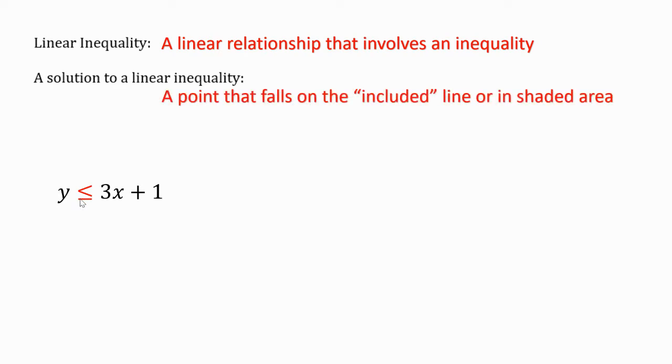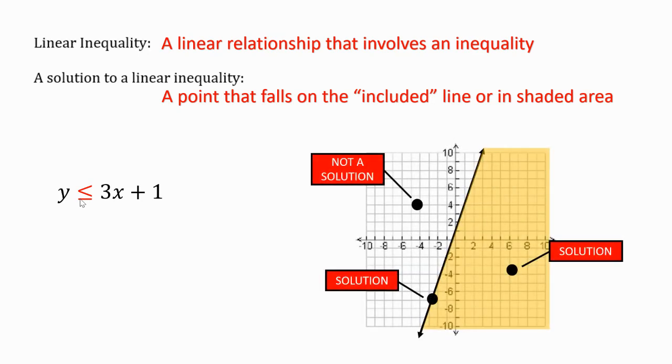A solution to a linear inequality is a point that falls on an included line, or a solid line, we'll learn, or it's in a shaded area. If I was to graph this inequality, then it would look like this. And so we have a solid line. We'll learn that the reason why is because it's equal to, and because this is less than, it's shaded below.